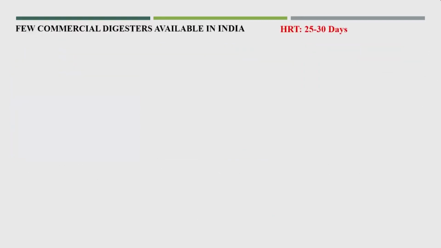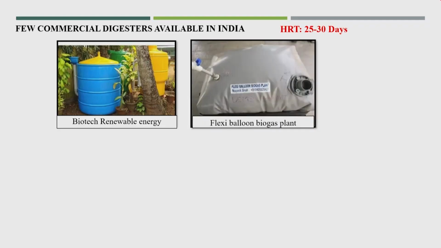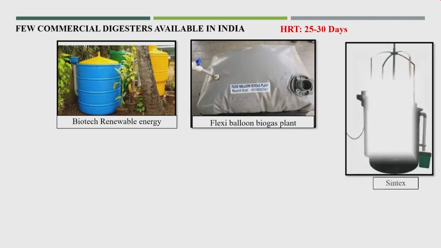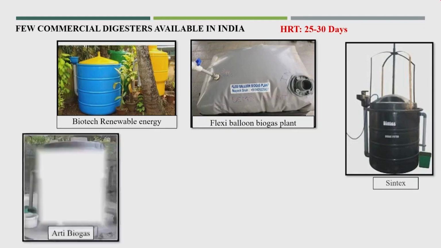and a few commercial digesters are available in India, where the HRT goes to 25 to 30 days. This is one very well-known company, especially in Kerala, in South India, Biotech Limited. They came up with this biotech reactor. This is a flexi balloon biogas plant. You can see this is one person's name, and this is the Syntex reactor. This is also very popular in India.